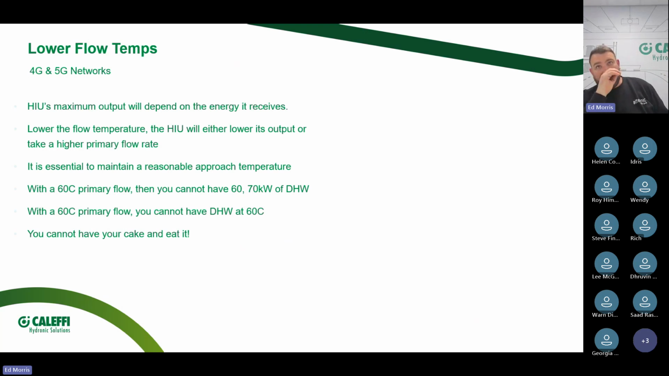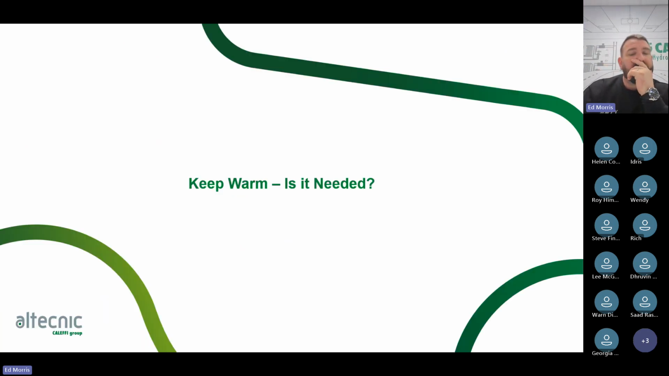We have got the technology nowadays. If you want to deliver, say, for instance, 55 degrees primary flow as an energy source into a HIU, we can probably give you 50, 51, maybe 52 degrees out, depending on what the demand is, by using bigger, longer plate heat exchangers. But again, like we say, you can't have your cake and eat it. You can't just keep dropping temperatures and expect the HIU to function without any issues, because it will do. So that's what we sort of look at when it comes to lower flow temperatures. But I think this is something that needs to be discussed in its own training session, on its own.